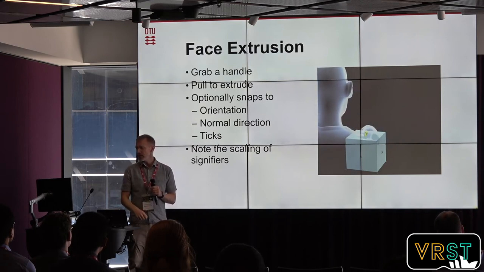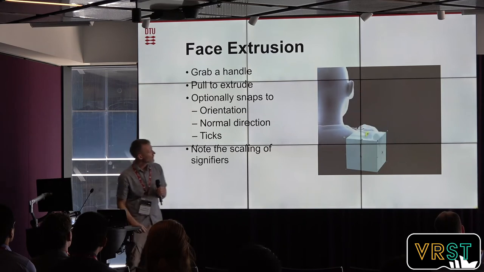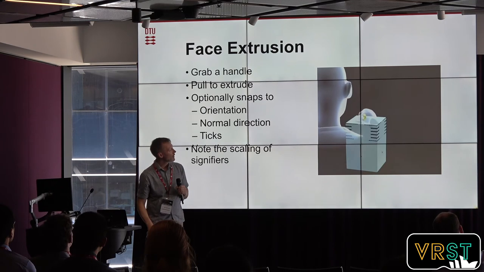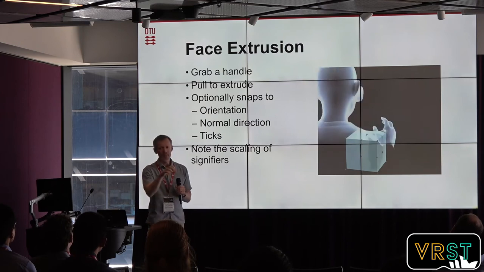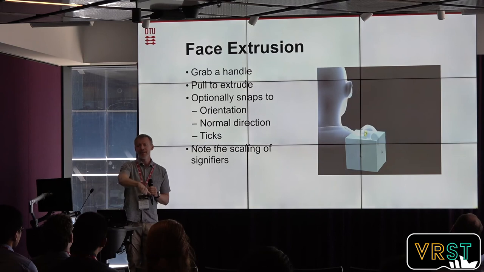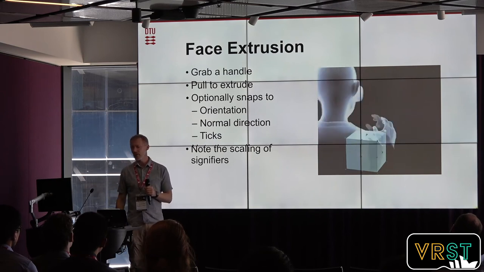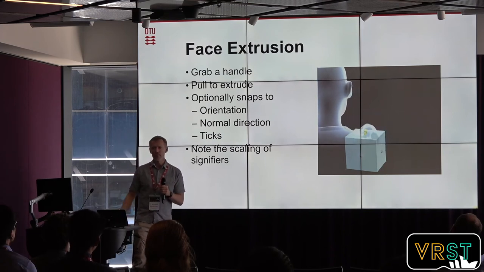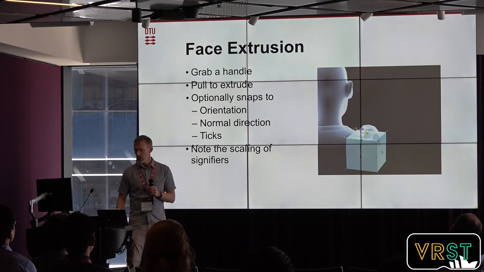And also some ticks. You can see when you start pulling, there's a tape measure that suddenly appears on the sides of the faces that you are extruding out, and you can snap to ticks. Actually, it so happens that if you lift your thumb, you can turn off this snapping, and then you can do sort of arbitrary extrusions. That's not quite obvious, so more work to do.